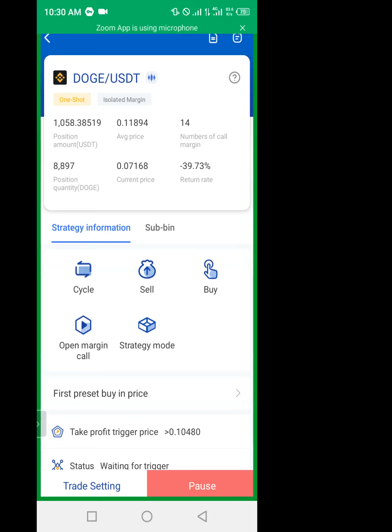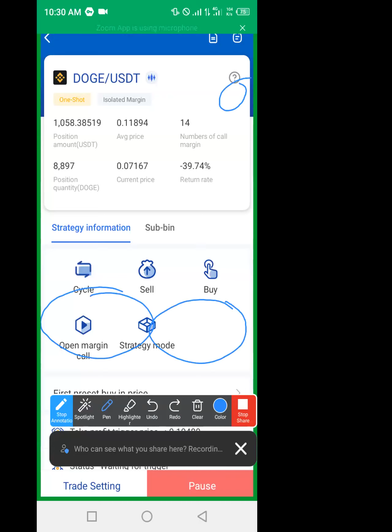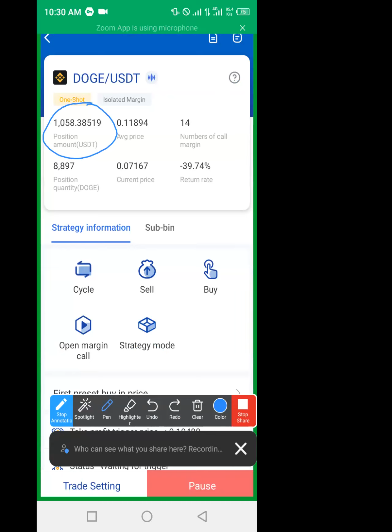What we are going to talk about today is what some of these things mean. Let me start with these things here. Position amount, that is the amount of your money which is in that coin, what you have put in that coin. So for this trade, it has 1,058 USDT, that is dollars. That is the capital which is in.